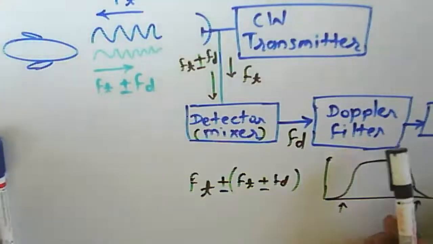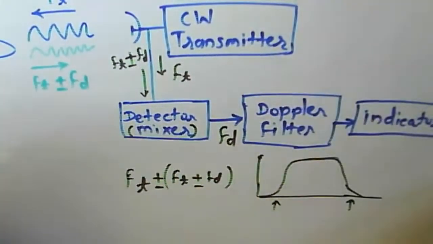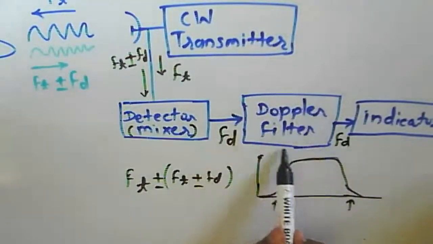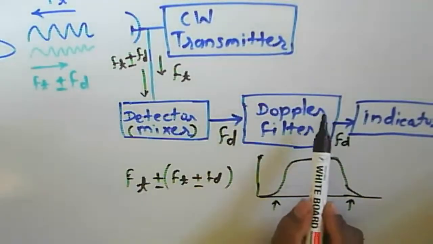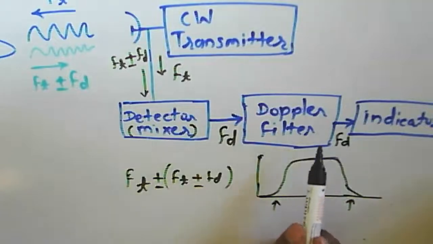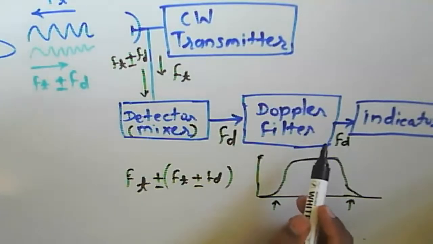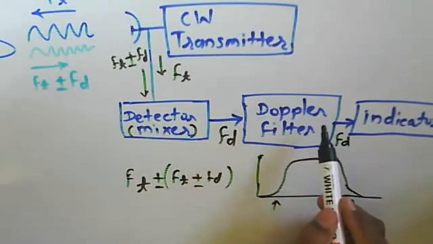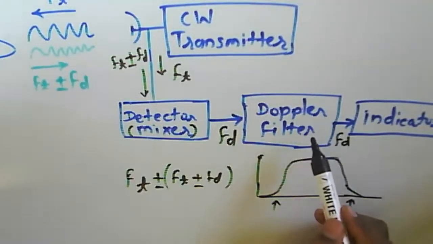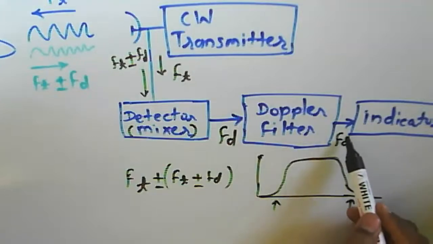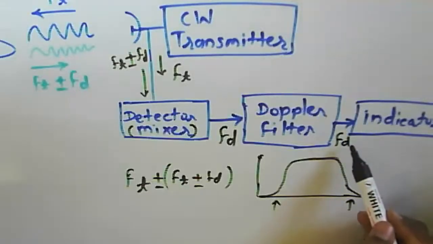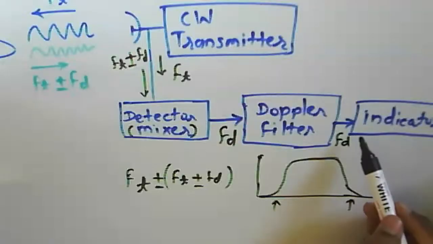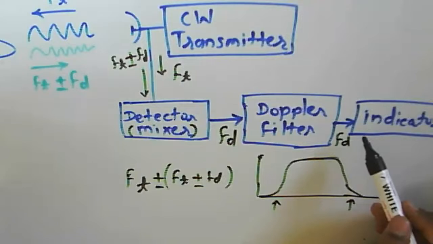Then after that, the signal reaches the indicator. Now here, what is the role of the filter? To remove whatever noise comes toward this particular Doppler filter or beat frequency amplifier. That will be removed by this filter. Then the actual FD, the actual echo signal coming from the target, will reach the indicator.